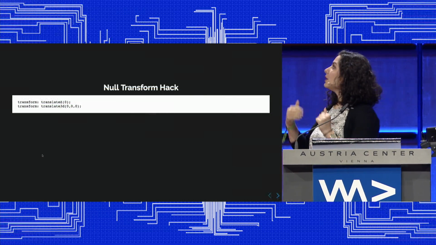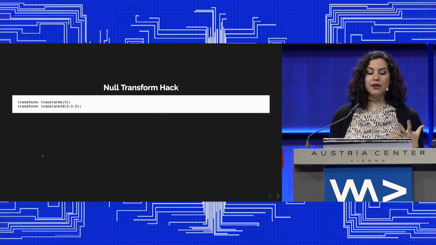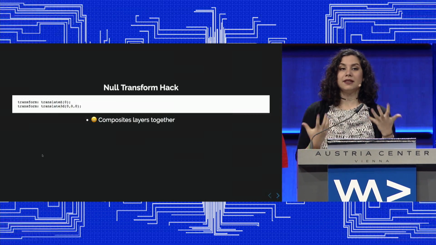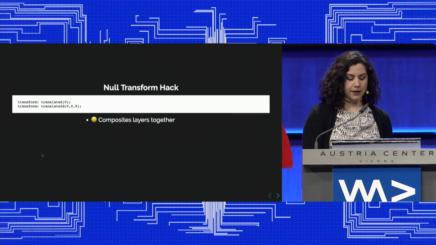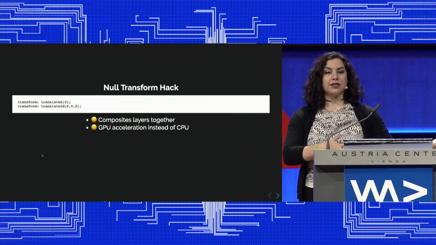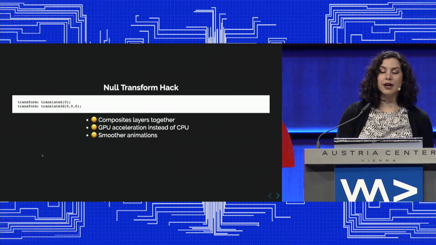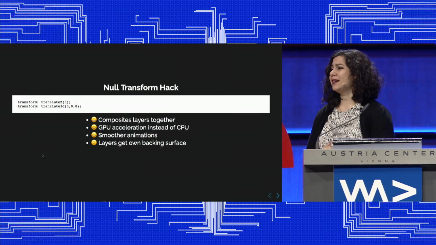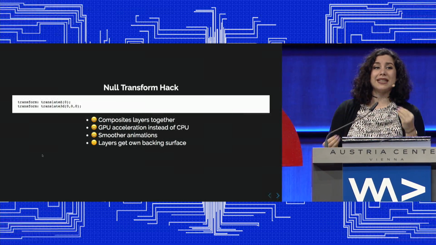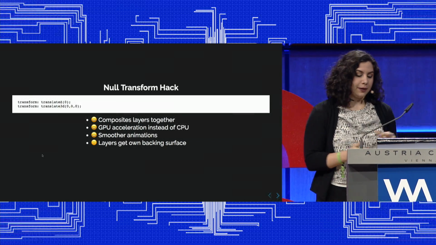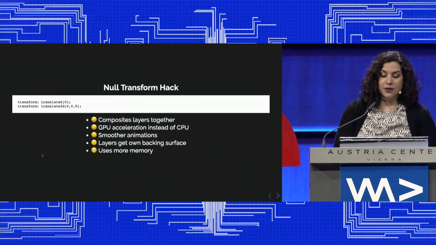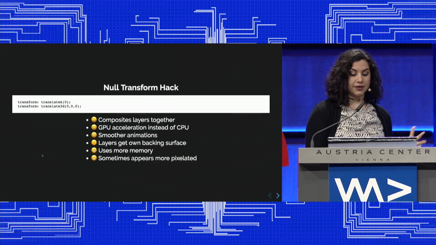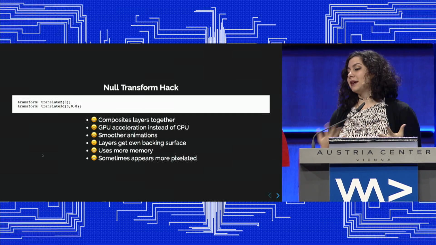There's also this null transform hack where we would do translateZ of 0 or translate3d(0,0,0). And this is great because it composites the layers together whenever you're doing animation on the web, which means that we are using GPU acceleration instead of the CPU, and that allows for much smoother animations. You're not getting those janky animations. And layers get their own backing surface. So if you're doing flips and everything, it works as you would expect. Otherwise, you might have some jank. There are some caveats to this, though. It does use more memory, so you are using memory and battery power from your users. And also, sometimes items appear more pixelated.